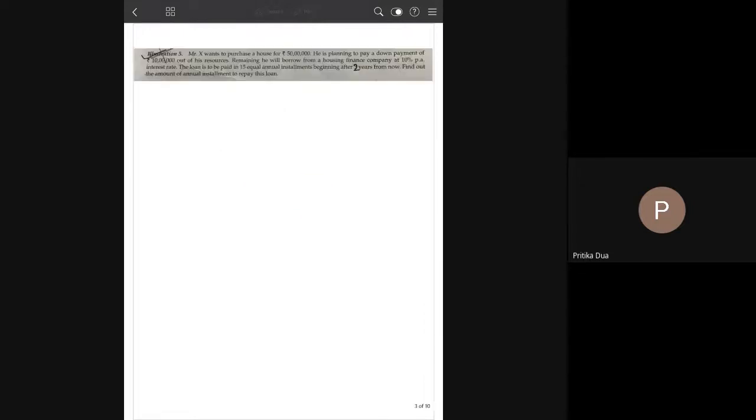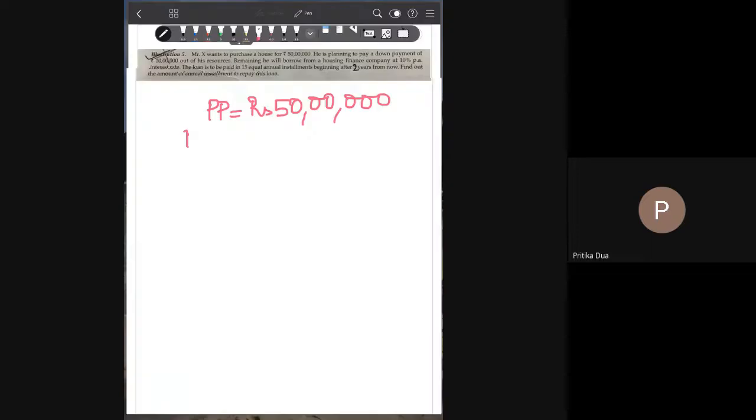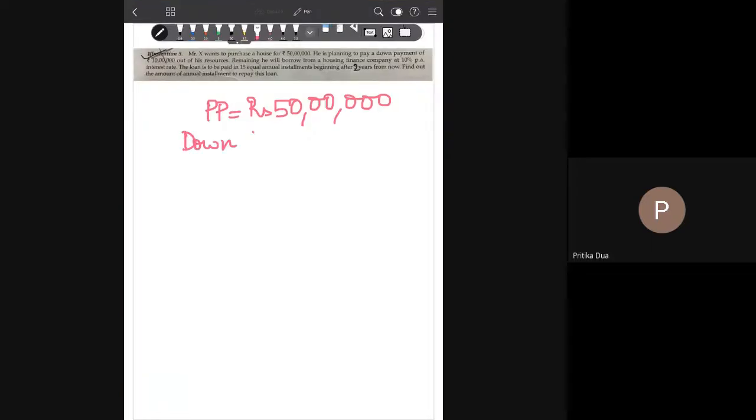Okay, so this is again a question on application of time value. Mr. X wants to purchase a house. Purchase price is 50 lakh and he is planning to pay a down payment, which is generally a practical case also, a down payment is made when we purchase property. This down payment is of 10 lakh rupees. Now remaining he will borrow from a housing finance company at the rate 10% per annum.